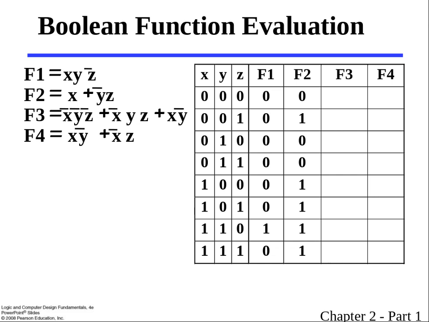Let's see what we got here. Boolean function evaluation. So you have your different inputs and you have your different functions. The point here is you could fill out the truth table to actually brute force what the answer needs to be.